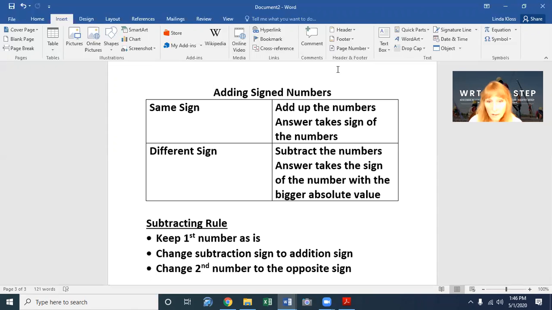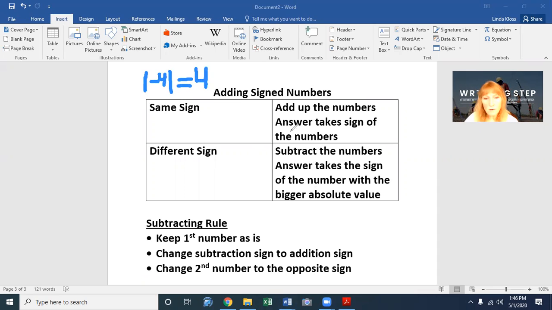Different signs, you are going to subtract the numbers. And your answer is going to take the sign of the number with the bigger absolute value. So that sounds like a mouthful, but what it really means is, I don't know if you remember absolute value from school, you put two lines and then you put the number in between the two lines. So the absolute value of any number is always positive. So this is the symbol for absolute value, and the absolute value of -4 is just positive 4.